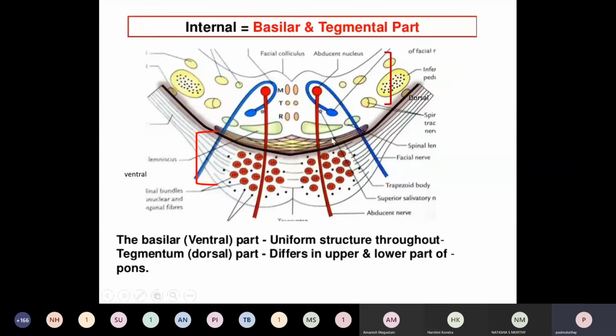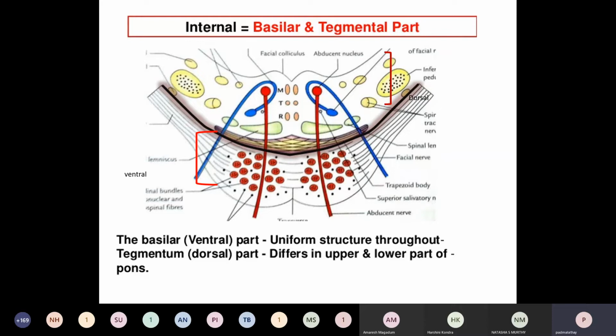Okay. So whatever level it is, either the upper pons or the lower pons, the internal structure is divided into two parts. The ventral part is called the basilar part. So this is the basilar part, and the dorsal part is called the tegmentum. So this complete part is called the tegmentum. So in the entire pons, the internal structure has these two components. The basilar part is the ventral part and the tegmentum is the dorsal part.